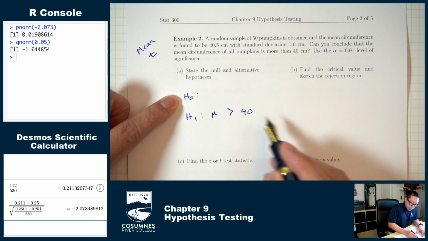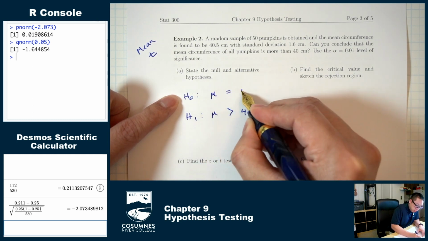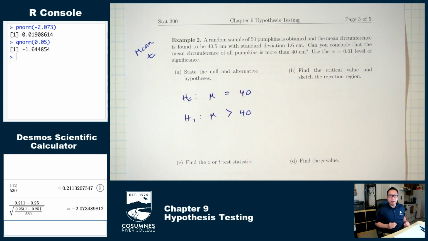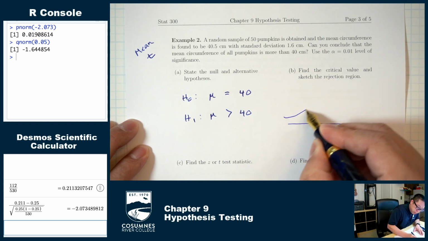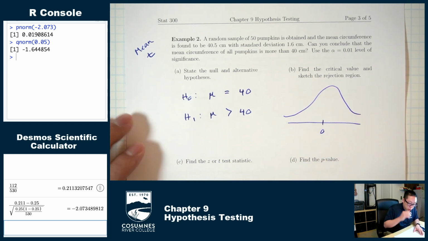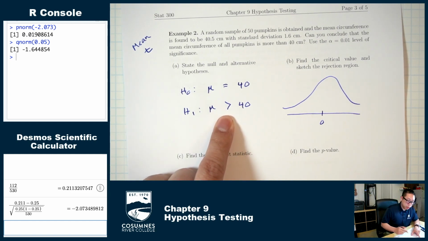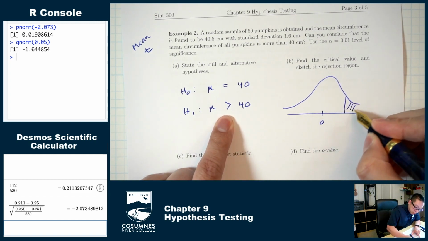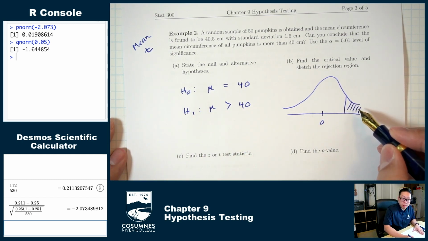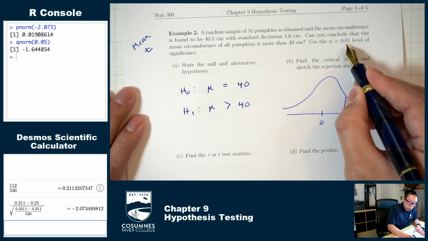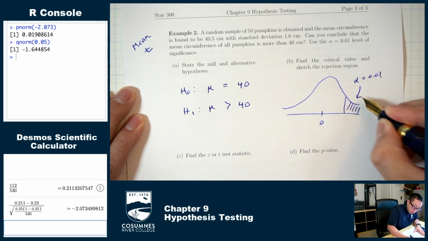H0 should be exactly like H1, except with an equal sign. So it's going to be mu equals 40. Right, that's part A. Part B, we're going to draw a picture. It's either going to be shaded left, shaded right, or two tails. This is a greater than question. It's going to be shaded to the right. For part B, the shaded area is our alpha. Our alpha here is 0.01. And that's our shaded area.